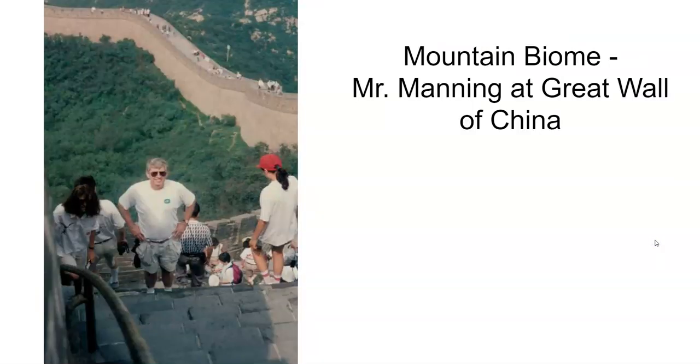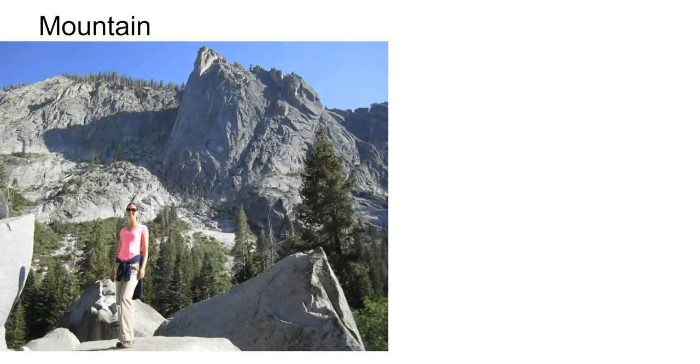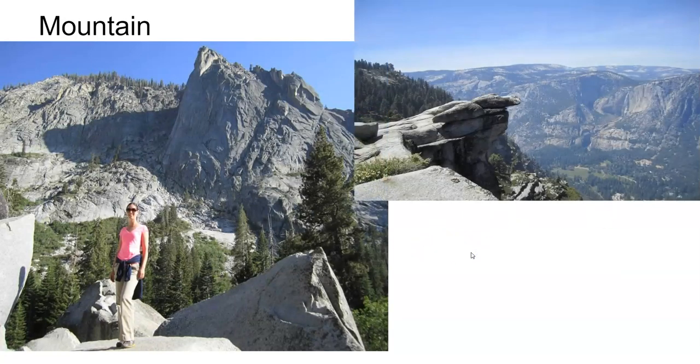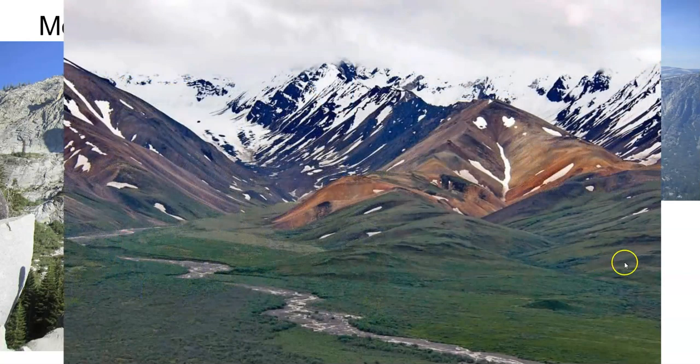And then if we move into the mountains, Mr. Manning's over there at the Great Wall of China in the mountains of China. Mountain biome, we change temperature as we go up, and we change the amount of oxygen and pressure and all those things. This is Miss Redding in California at Yosemite. And this is Alaska again. I just thought that was a beautiful mountain biome range. You can see snow at the top, but not at the bottom, because again, the temperature changes as you go up.